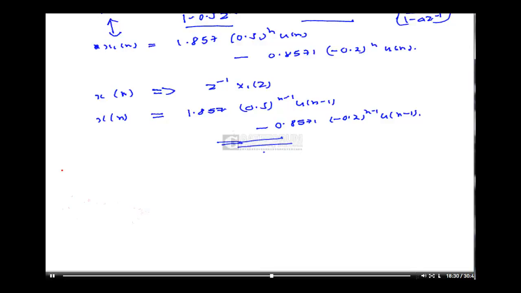Next problem from the same topic, Z transform. In this problem a difference equation is given and some initial values are given. From that we have to find the impulse response, or we can say that we have to solve this difference equation using Z transform. The system is described by the given difference equation.